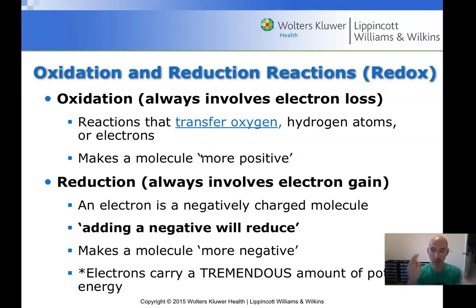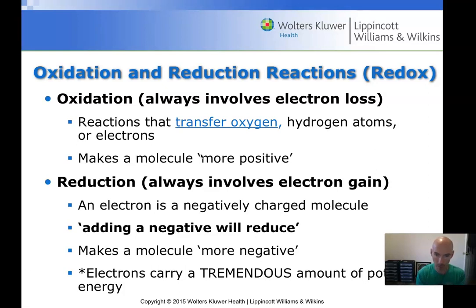Now, these are coupled because electrons cannot exist on their own in our cytosol, in our cellular fluid. They have to be transferred from one thing to another. So an oxidation and a reduction always occur together. We have to transfer the electron from something to something else.